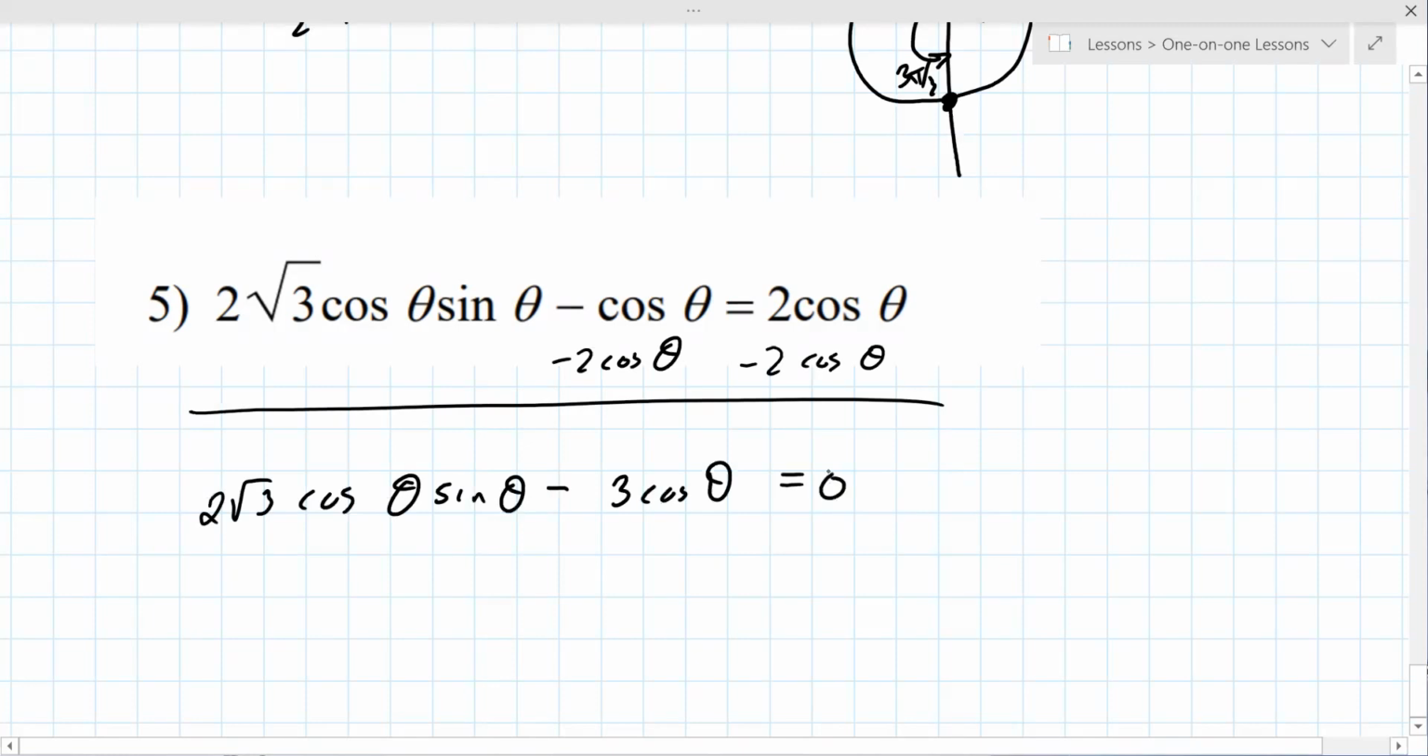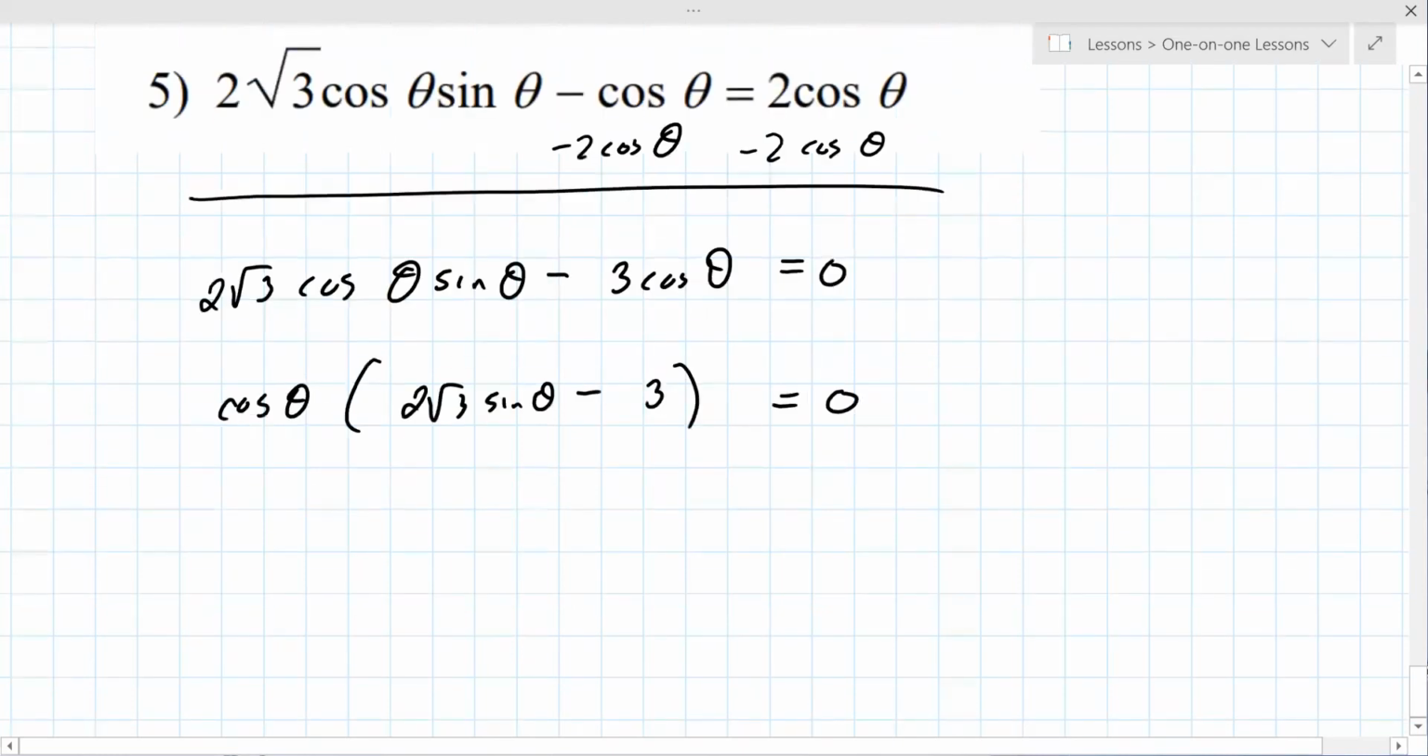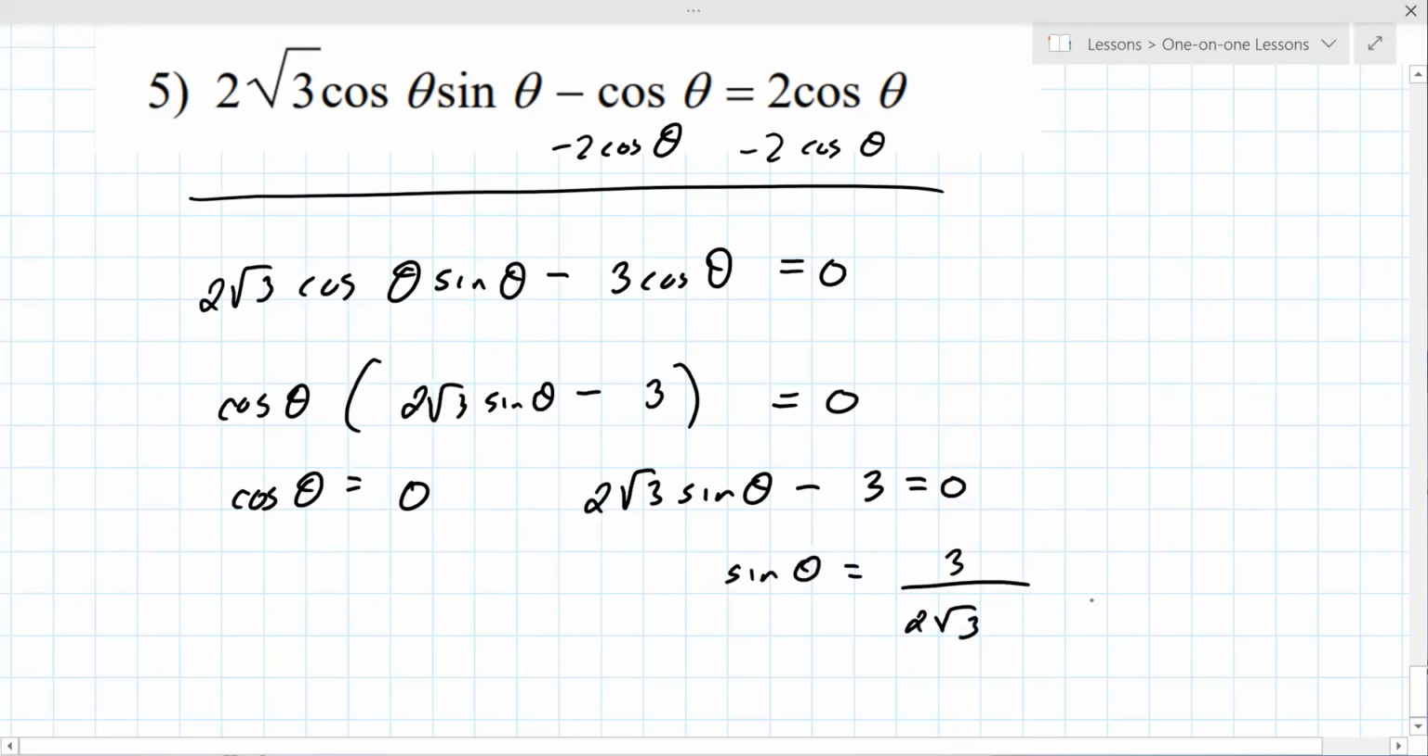Are we gonna be doing any factoring or something? Yes, you're gonna factor out cosine theta. So you have 2 square root 3 sine theta minus 3 equals 0. So you're going to set cosine theta equal to 0, and then 2 square root 3 sine theta minus 3 equal to 0. And the one on the right, you have to do a little bit more manipulation. You get sine theta equals 3 over 2 square root 3. Then you rationalize by multiplying the top and bottom by square root of 3. So you get 3 square root 3 over 6, which is square root 3 over 2.